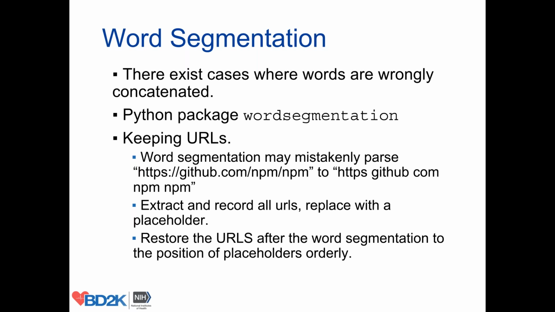So the solution to this problem is that we would use a placeholder to replace all the URLs by matching the URLs with a regular expression, and then we do the word segmentation after the URLs are replaced by the placeholder. So this placeholder may not be affected by the word segmentation. And after the word segmentation, we will substitute the placeholder with the original URLs in order.